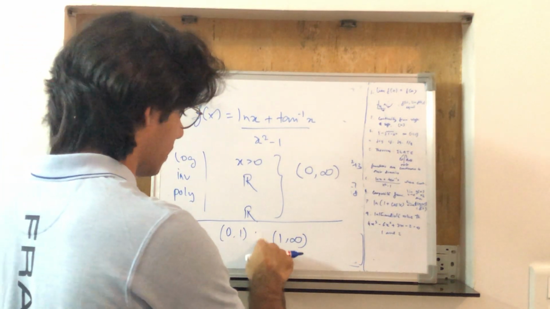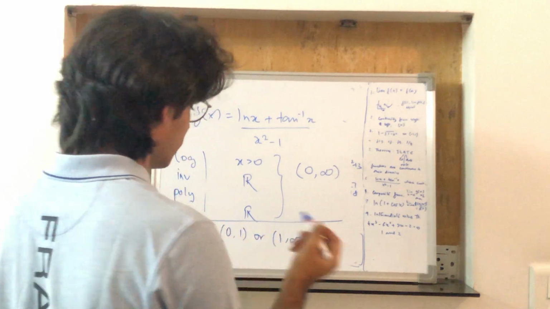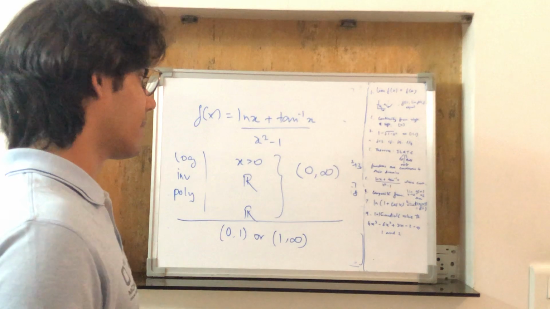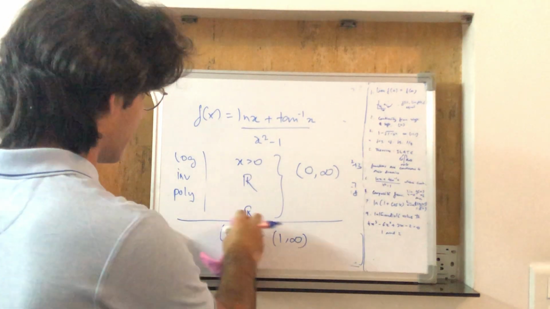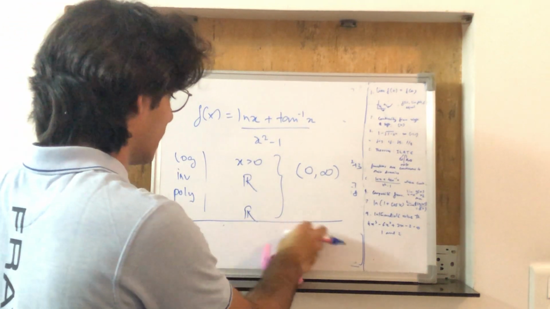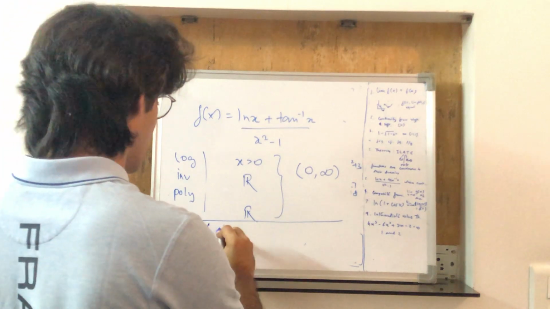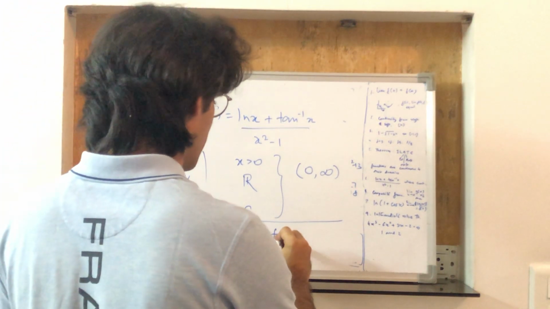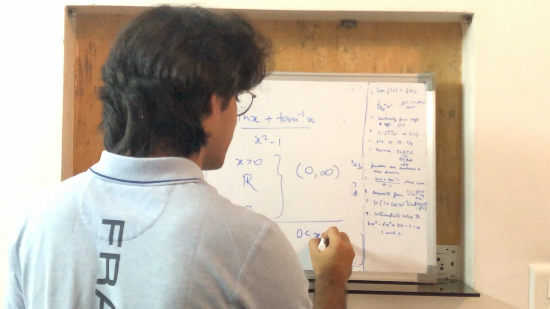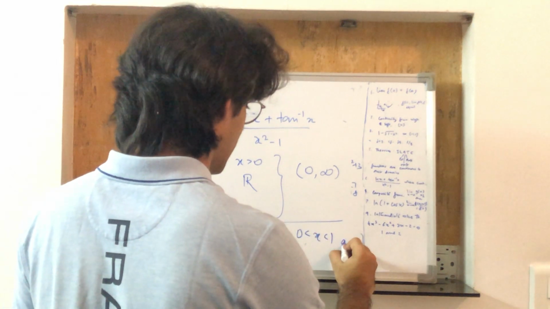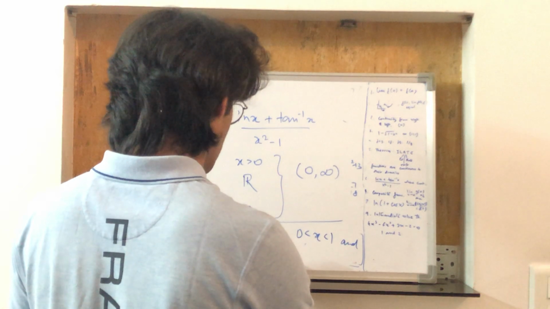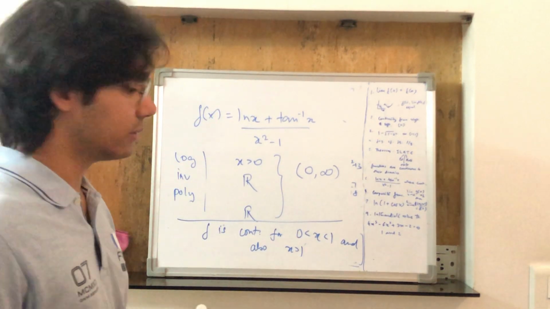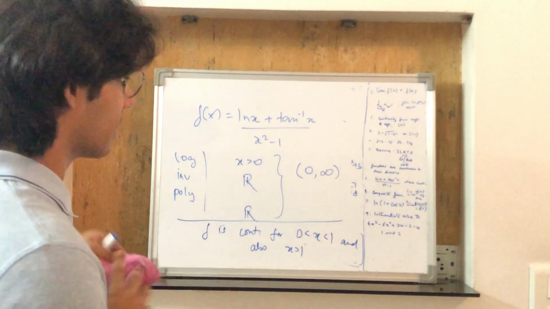Or you can use "or" as well. So then this function is defined for, or actually you can write, f is continuous for 0 less than x less than 1, and also for x greater than 1. So yeah, that's how you solve this kind of question.